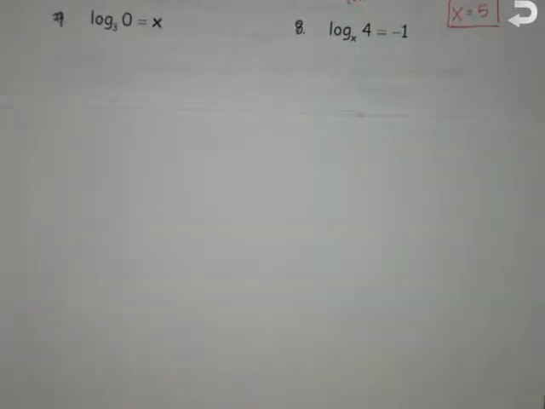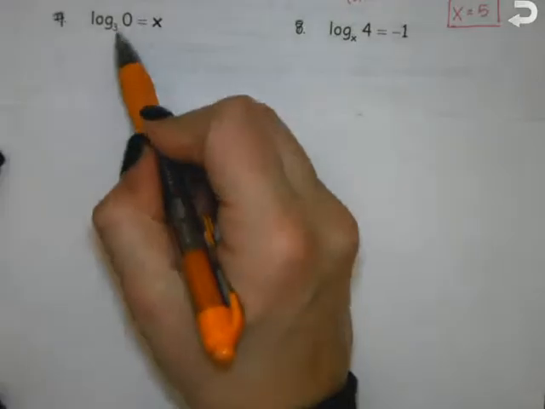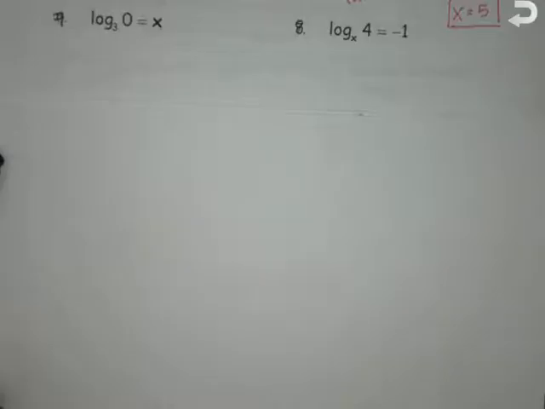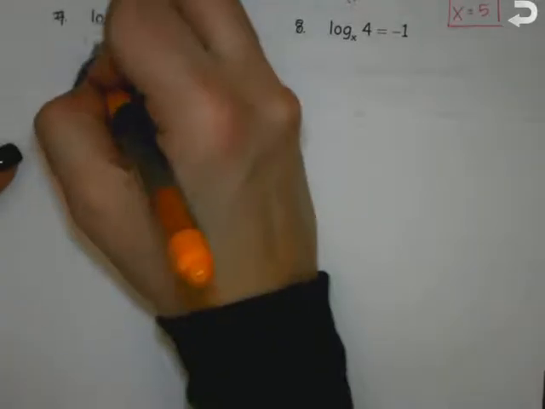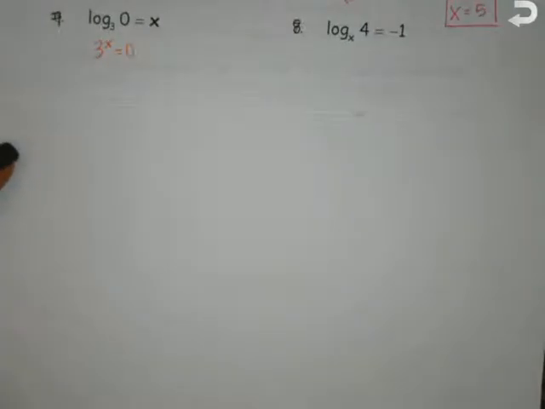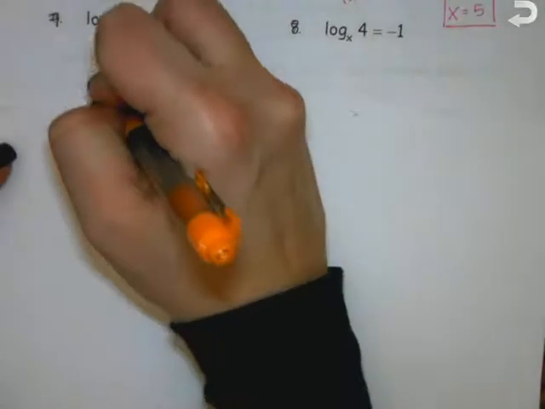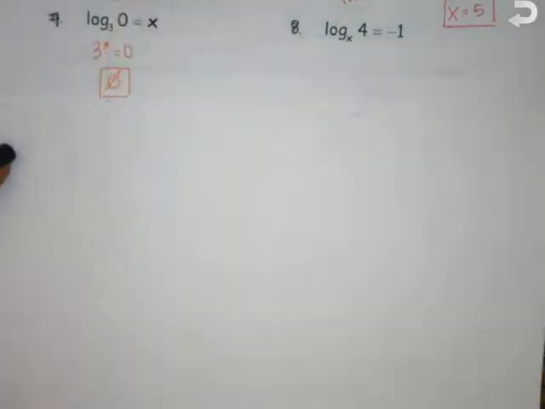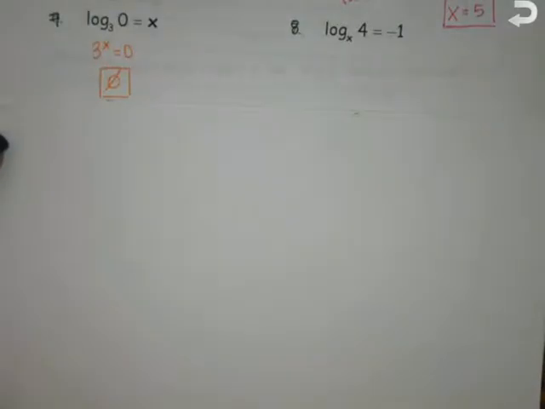Okay. Number 7, we have log base 3 of 0 equals x. How would I rewrite this as an exponent? Good. 3 to the x equals 0. What exponent could I plug in that would turn my 3 into a 0? Okay, if I were to plug in 0, what would I actually get? A 1. Is it possible to get 0? No. So no solution. Remember, anything to the 0 power is 1.